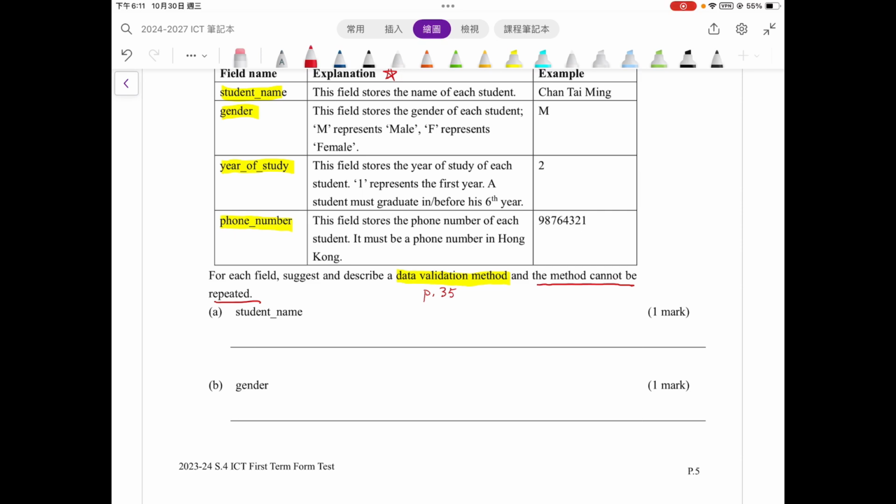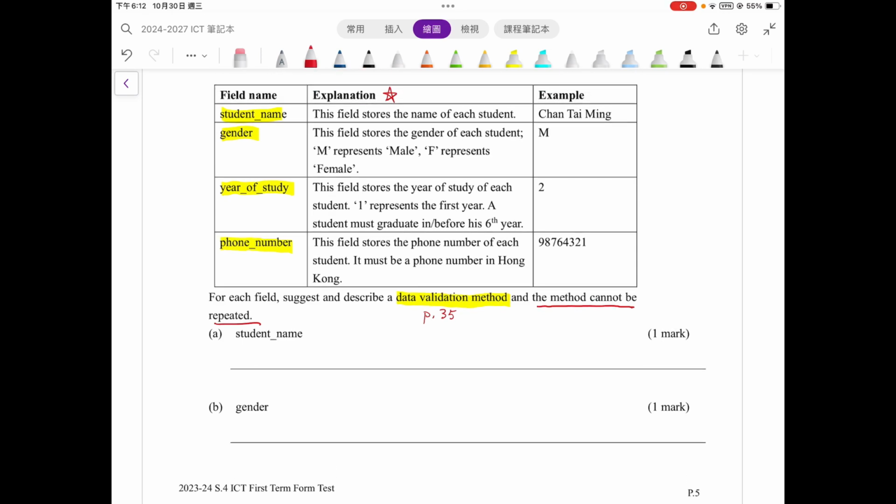It means that you cannot keep saying the same data validation method for all the answers. For example, for A, you may say presence check, but for B, you cannot say presence check, or for C or D. You cannot repeatedly use the same check for all the answers. Once you have used the presence check in A, for example, you cannot use it again in B, C, D. So let's have a look at each of the fields.